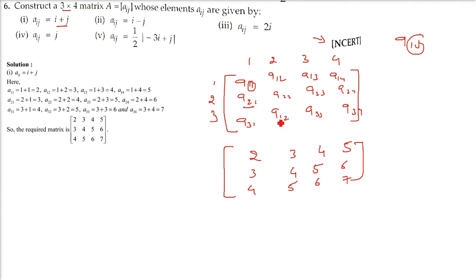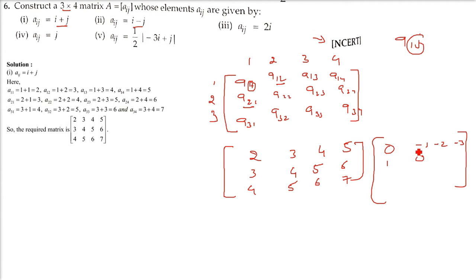Okay. Now i minus j. i minus j, just take this i and j and subtract it. That is, whatever is in the subscript, just subtract it. I am doing it here. 1 minus 1, 0, 1 minus 2, negative 1, and 1 minus 3, negative 2. 1 minus 4, that is negative 3. Then 2 minus 1 is 1, 2 minus 2 is 0.